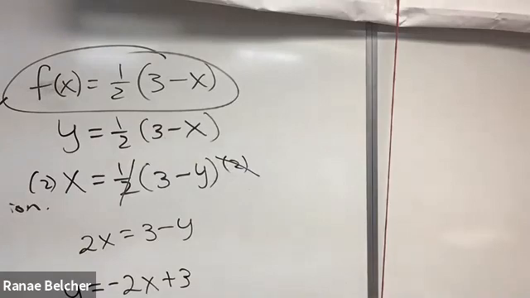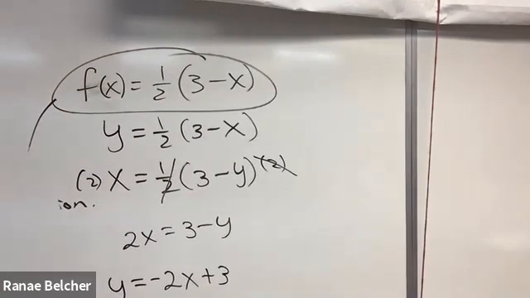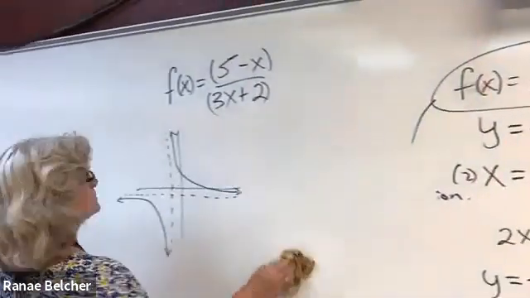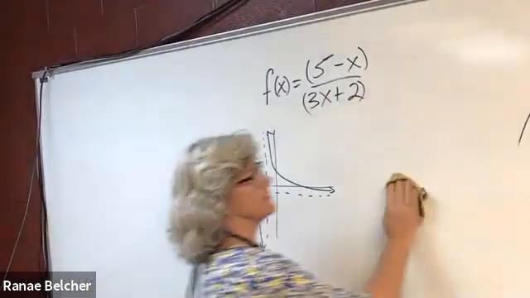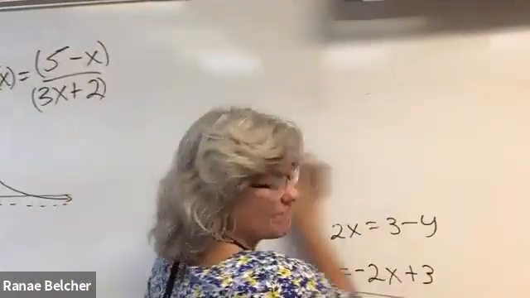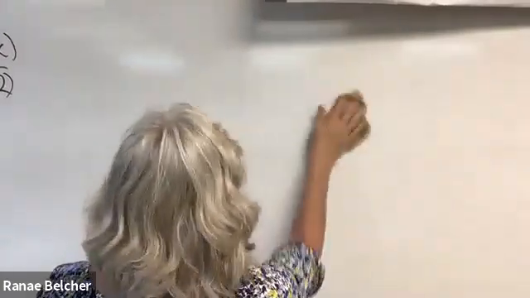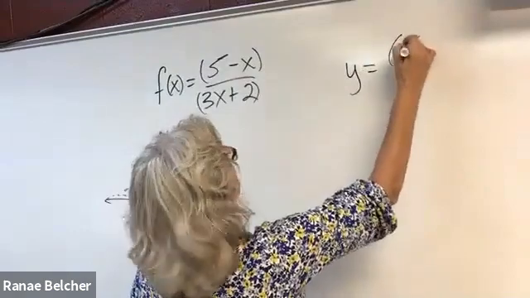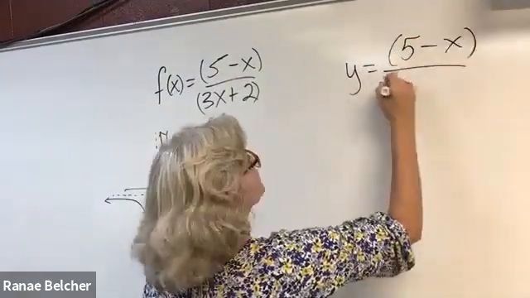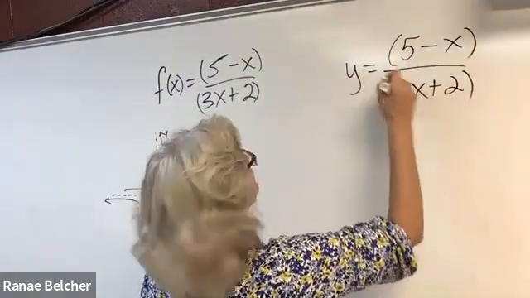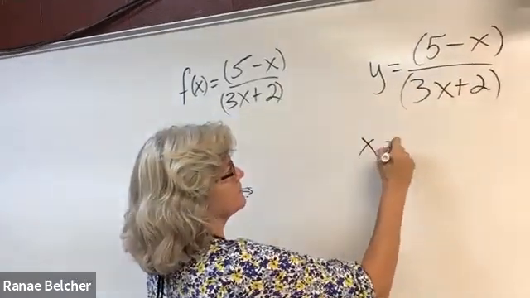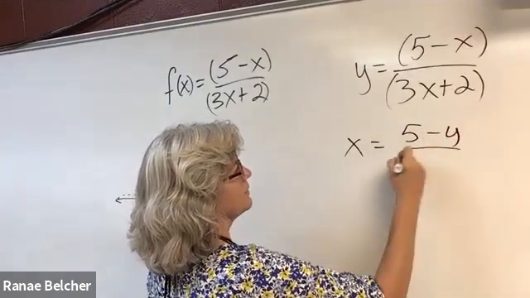Yeah? Okay, you got it. So it looks like it does pass the vertical line, I mean the horizontal line test. So let's try out the steps. We're going to write y equals f of x equals 5 minus x over 3x plus 2. And then I'm going to switch the x and y's. So y becomes x, 5 minus y over 3y plus 2.